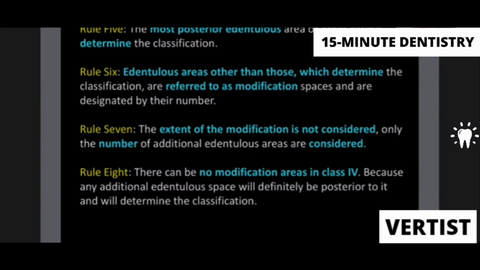Why so? Because we understand that rule number 5 is the posterior most edentulous area determines the classification. Hence, class 4 is independently a class 4. It cannot have a modification area. So all these rules have to be accompanied with your diagrams, and that is something that you must know with your Kennedy's classification.